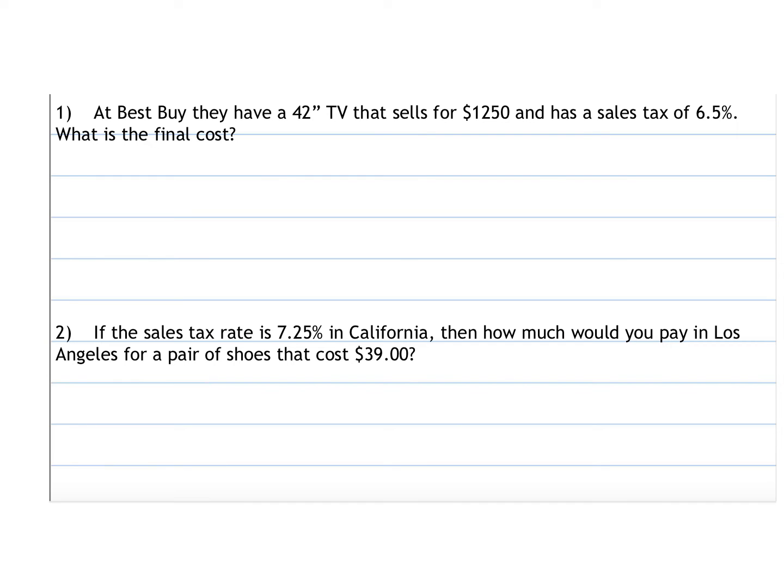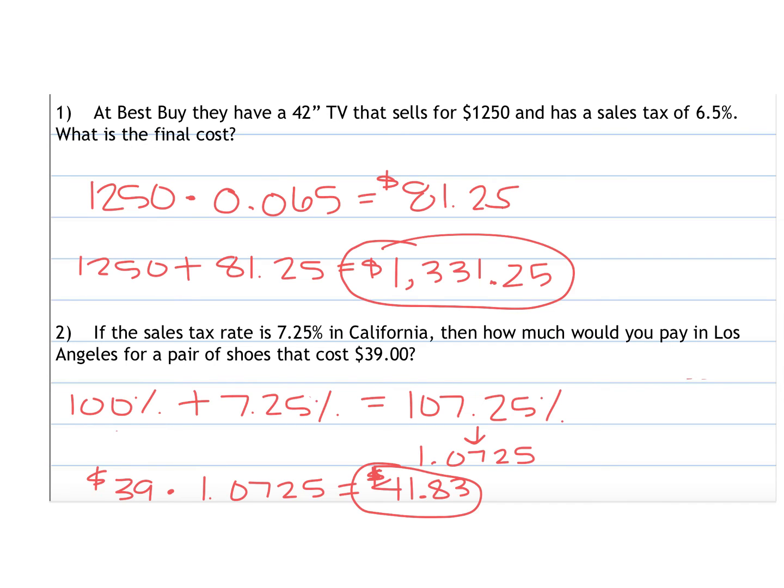I would like you to pause the video and try these 2 on your own, and then come back and check your answers. All right, and here is what you should have for your answers. So for the first one, I did method 1, and I did 1,250 times 0.065 because I made that a decimal. And I got $81.25 for my sales tax.